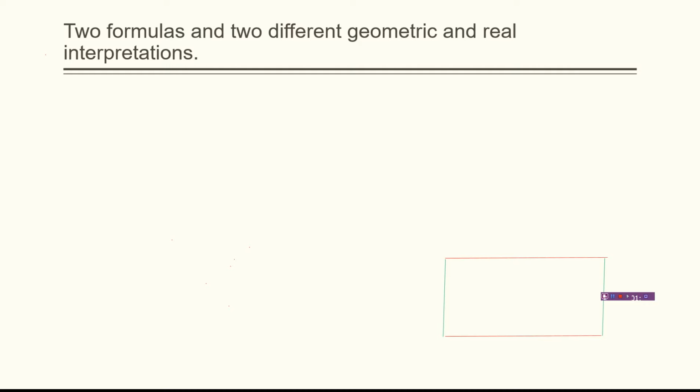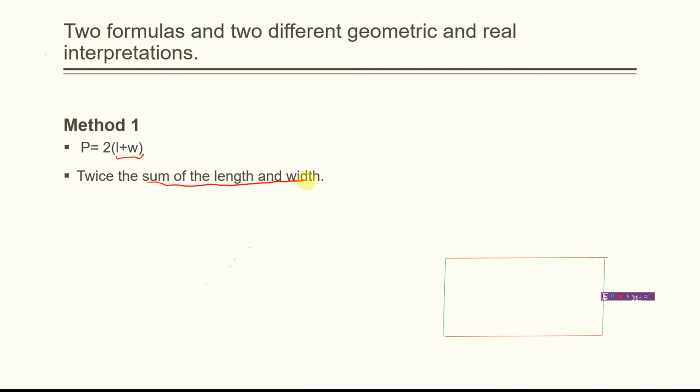Alright, there are two formulas. So let's look at the first method. We have the formula P for perimeter is 2 and open bracket L plus W, L being the length and W being the width. So verbally, this is saying twice the sum of, so notice in here, the sum of the length and the width, right?